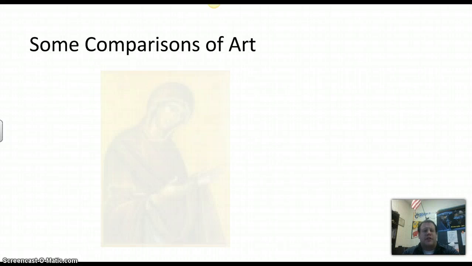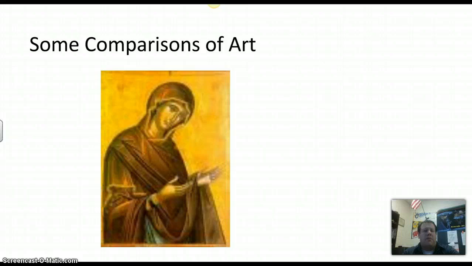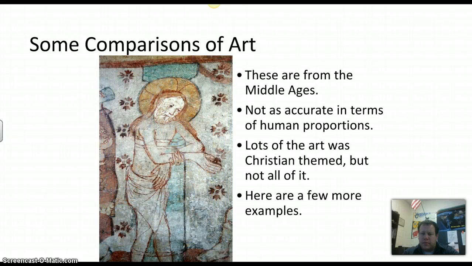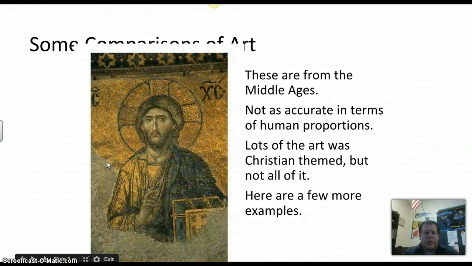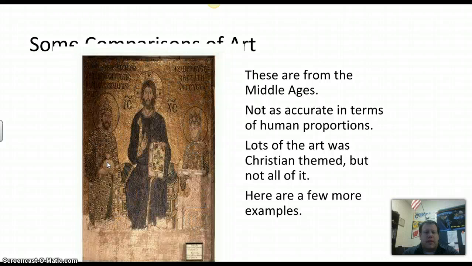So let's compare here. First off, here's an example of medieval art. It's Middle Ages art. Look at the forms here, not exactly accurate in terms of proportions. A lot of it was Christian themed, but not all of it. There are a couple of pieces here, like this one we looked at in class, that are not Christian themed. Here are a few more examples. You see not really a lot of shadows, not a lot of depth, a very, very two-dimensional painting.